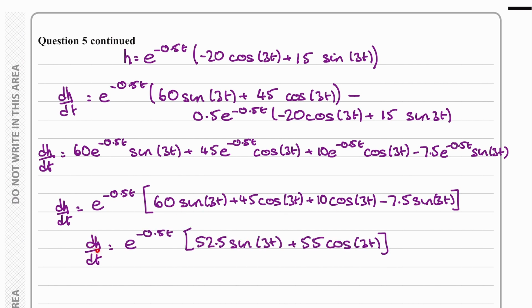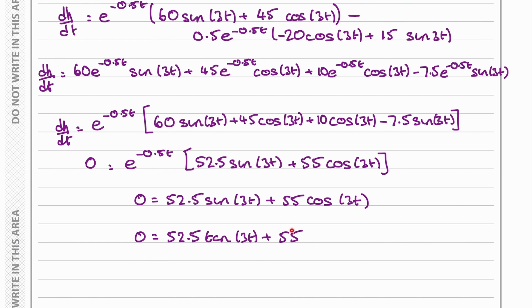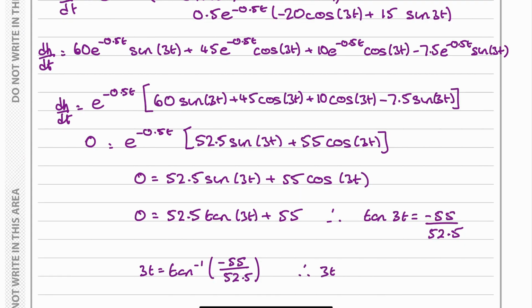And we know that dh by dt is 0. So we'll get rid of this, and we'll replace it with 0. Now we know that this can never be equal to 0, so this must be where our solution is. And if we divide both sides by cos 3t, then we'll get sine over cos, which is tan. Now we can move this 55 to the left-hand side and divide both by 52.5. So the tan of 3t will be negative 55 over 52.5. We'll take the arctan of both sides, so therefore 3t will equal negative 0.809.